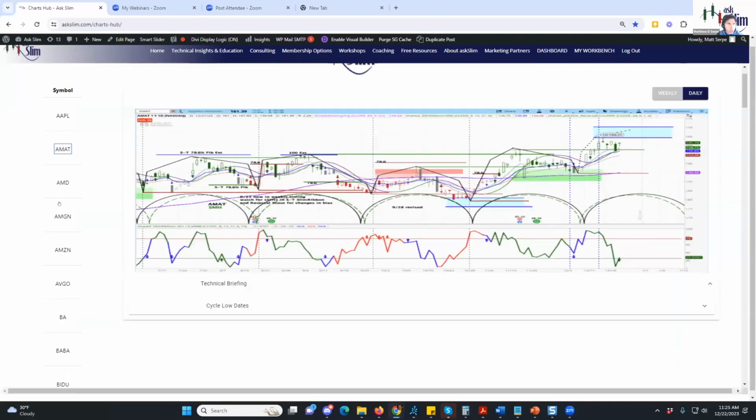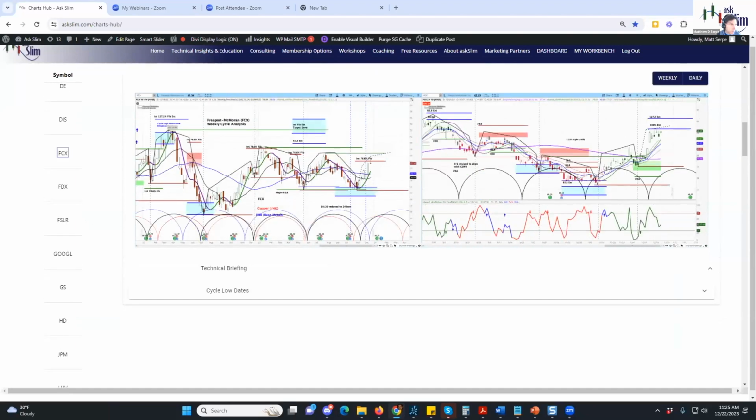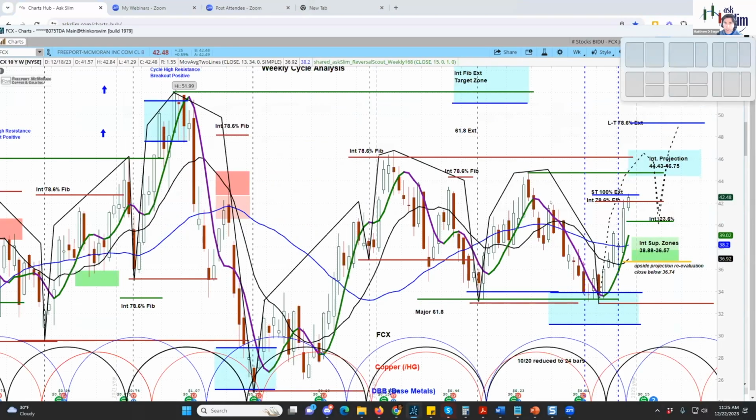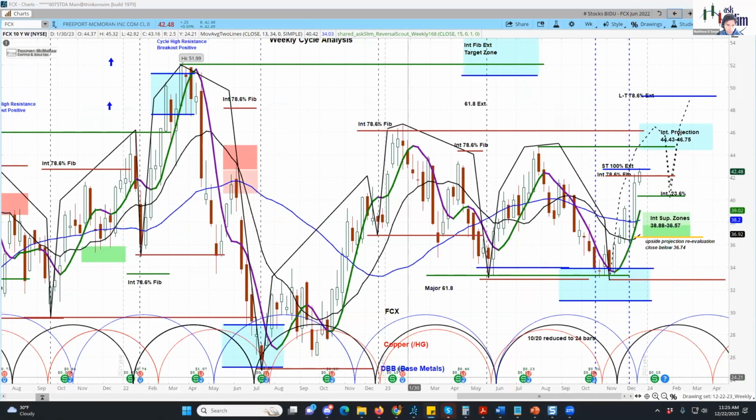And as I was going through the symbols, the one that caught my attention was FCX. So I am going to pull that over and we're going to step through the analysis and trading plan on FCX. I'm going to pull up my little sticky notes here too.